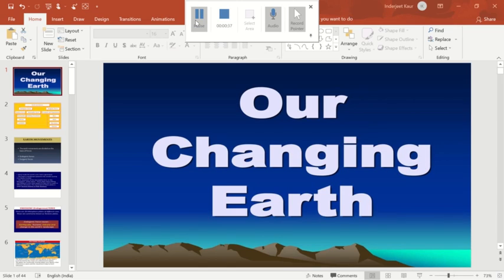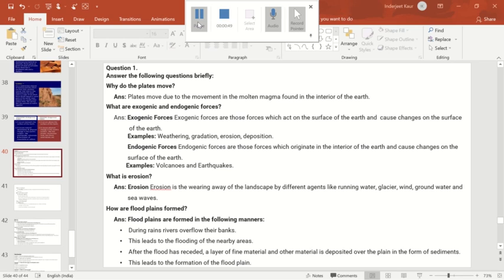Today we are going to revise our third chapter of geography, that is our changing earth. In this, first we are going to discuss the back exercise, then we will discuss the extra questions. Now the first question is, answer the following questions briefly. First one is, why do the plates move?